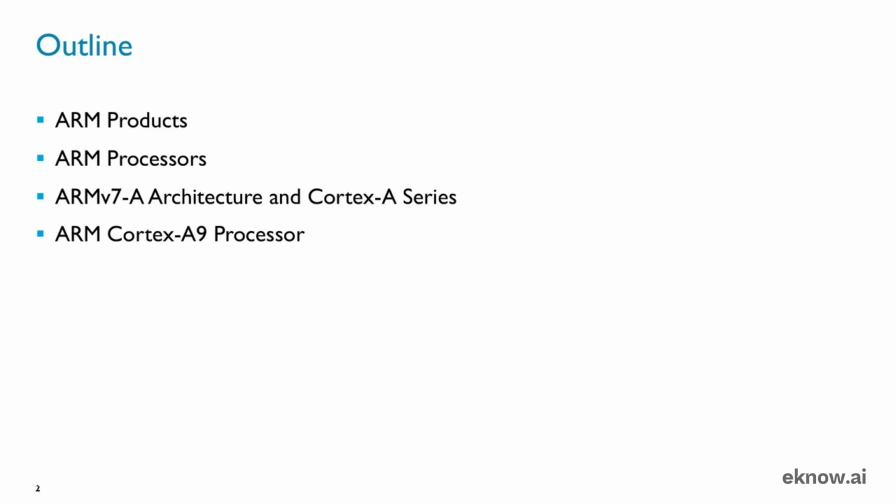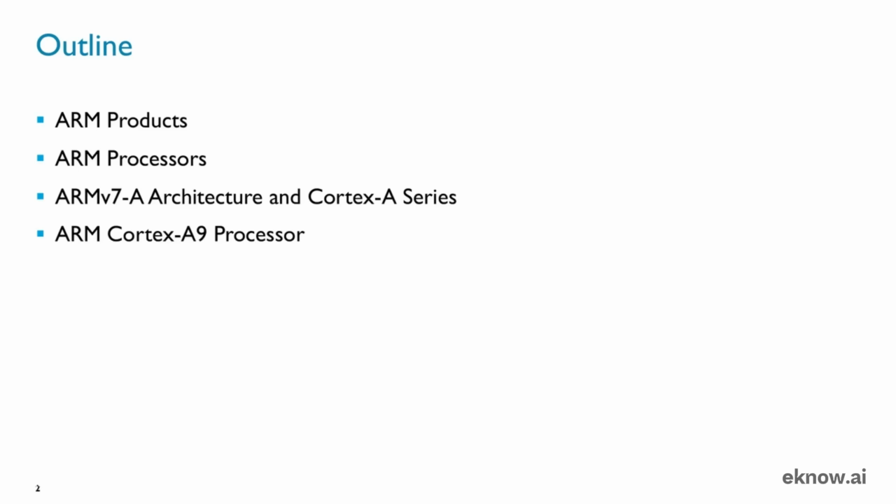We'll begin with a broad look at ARM products. This is to give you a sense that ARM as a company offers more than just the processor cores themselves. They license a wide range of intellectual property, or IP, which includes things like graphics processors, system components, and software tools. From there, we'll narrow our focus to ARM processors specifically.